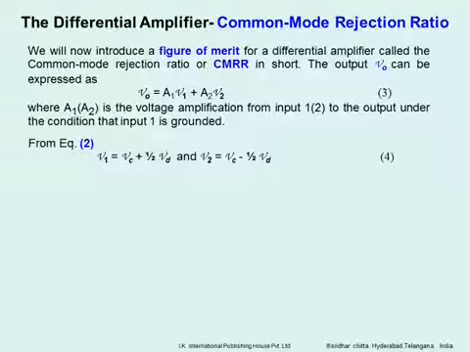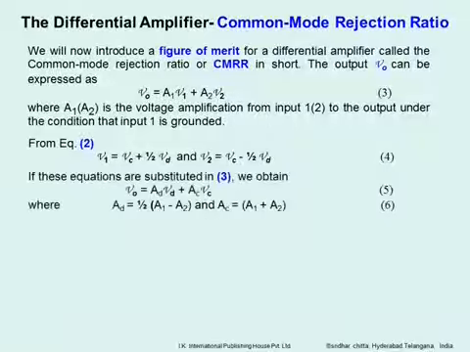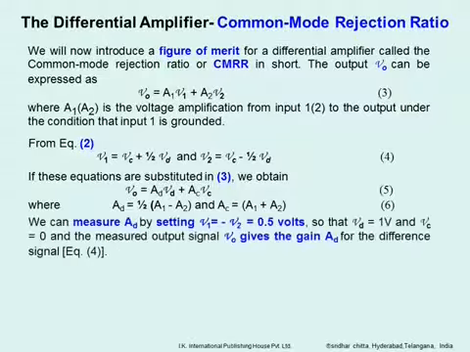From equation 2, V1 is equal to Vc plus 1/2 Vd and V2 is equal to Vc minus 1/2 Vd. If these equations are substituted in equation 3, we obtain VO is equal to AD multiplied by VD plus AC multiplied by VC, where AD is equal to 1/2 (A1 minus A2) and AC is equal to A1 plus A2.